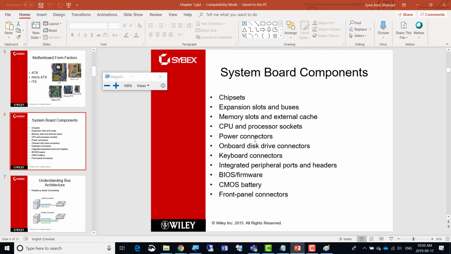That color is very clear here. Power connector, that is the central power coming to this motherboard right now. Yeah, it's the top.